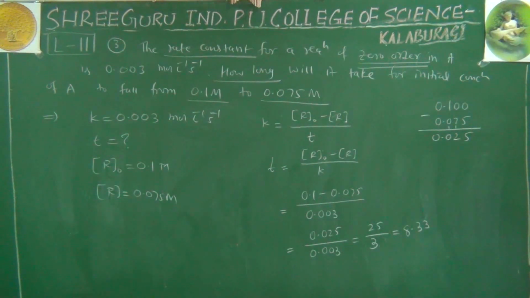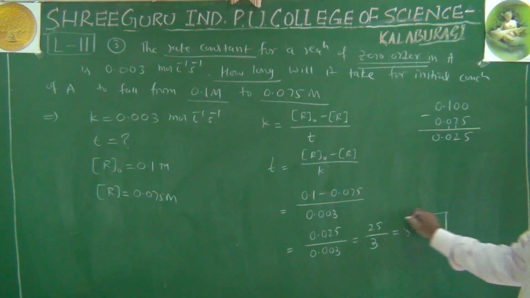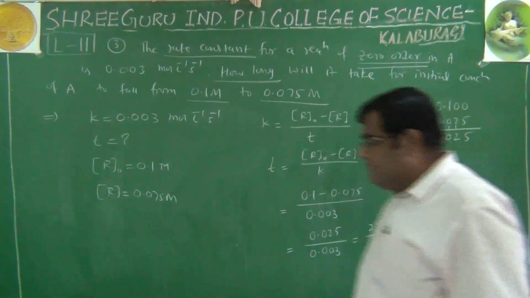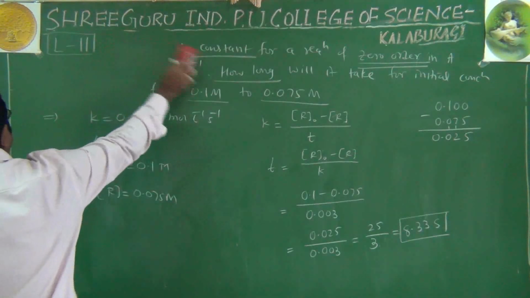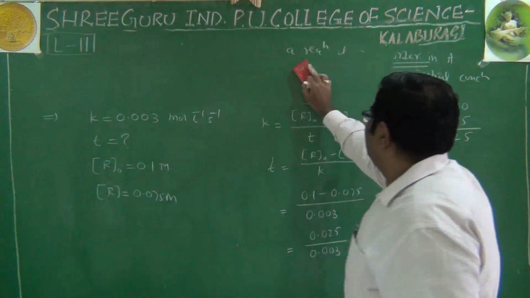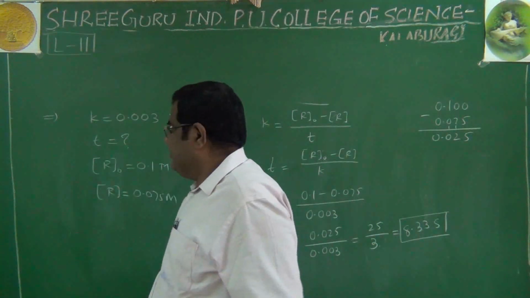Now what unit of time should we use? It is mole per liter per second, so we can write this as seconds. So this is the answer we are getting here, 8.33 seconds. You write this question and try to understand how the data was extracted from the question, how different terms were correlated, and how the answer is obtained.